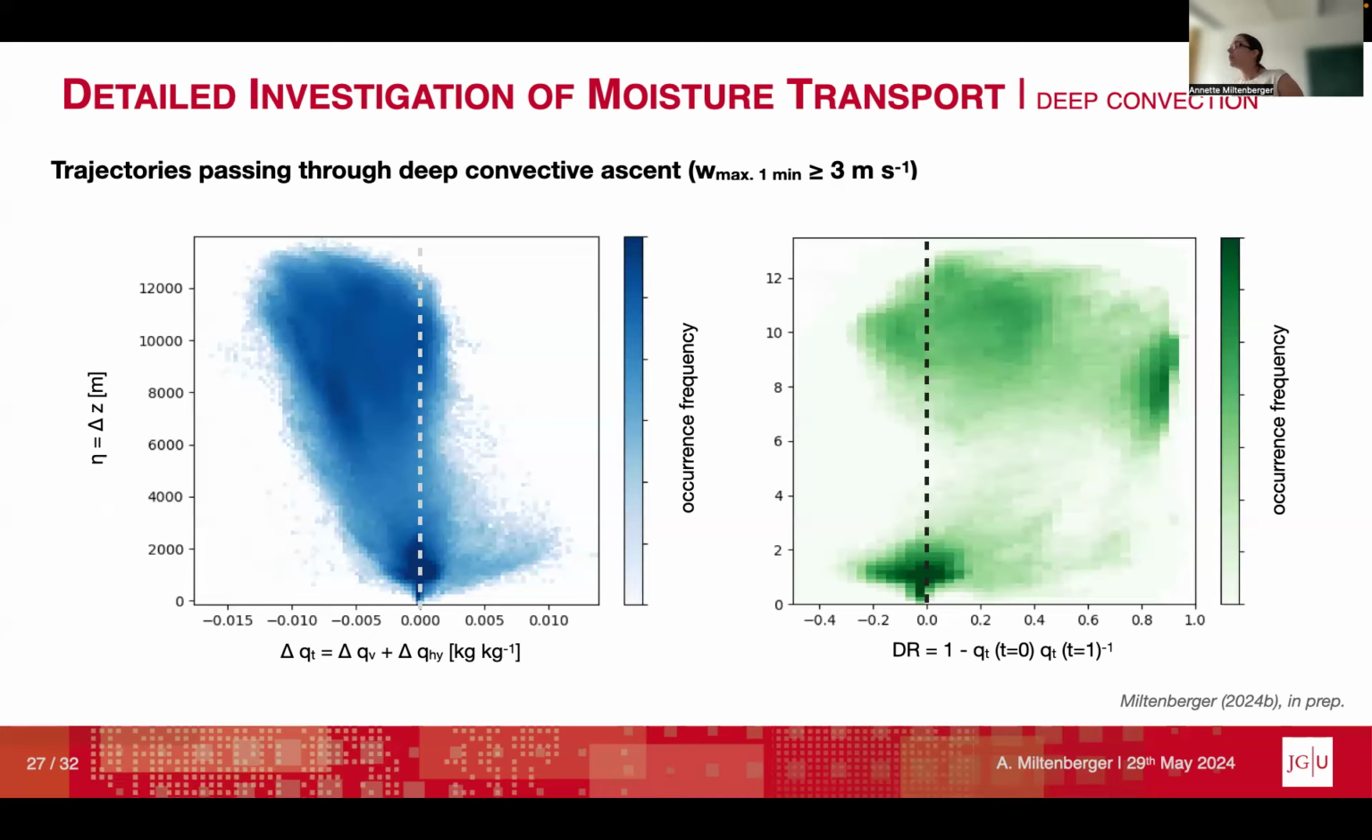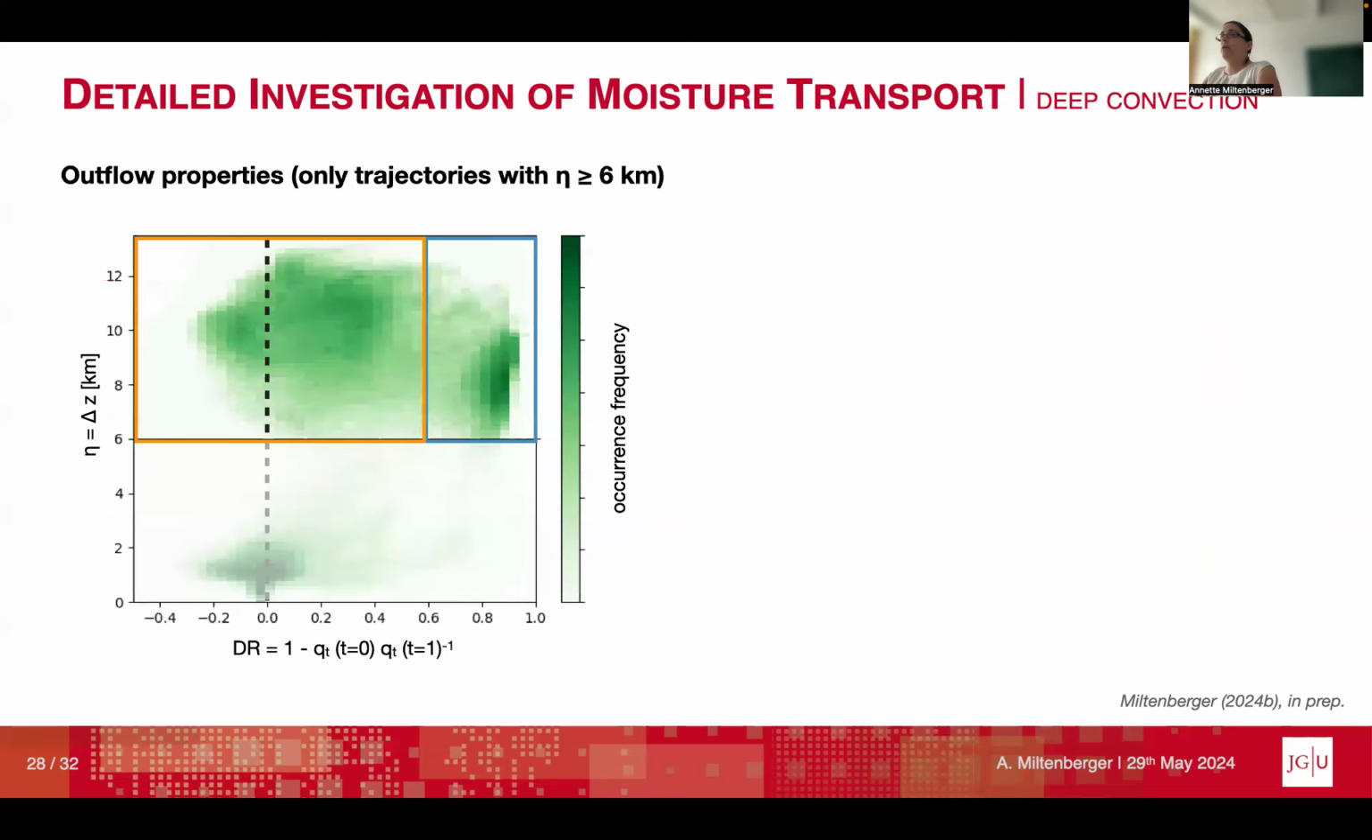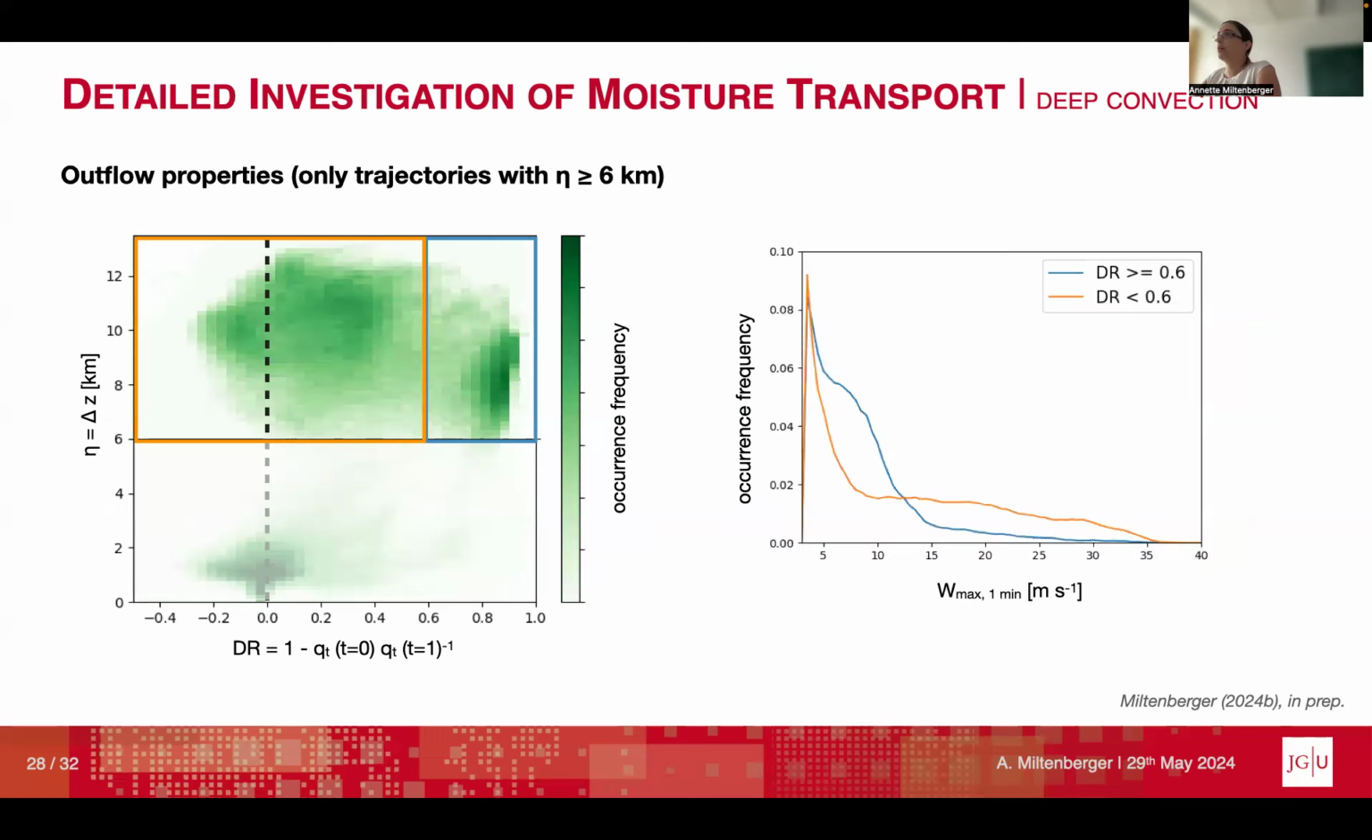So 1 means all moisture is removed, and 0 means we arrive with the same moisture that we started with. For the following analysis, because I really want to focus on this transport from the boundary layer to the UTLS, I remove all the trajectories that don't ascend more than 6 kilometers. And so we see these 2 blobs in the drying ratio here.